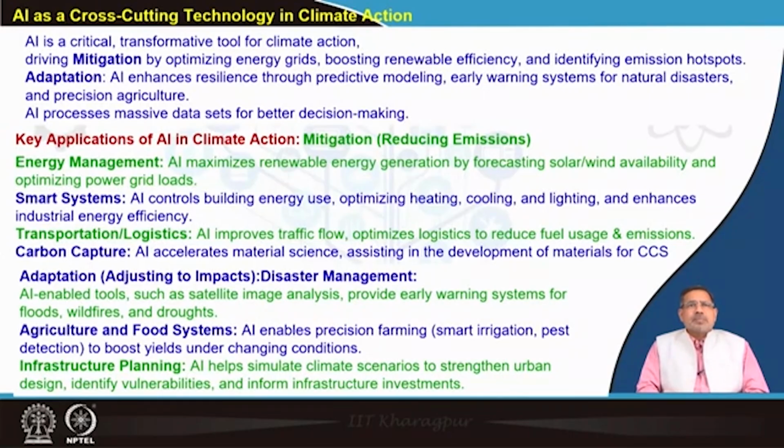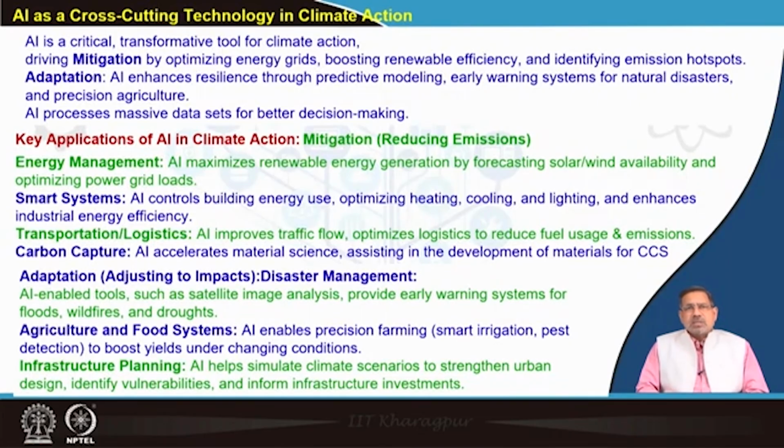The first one is AI, a cross-cutting technology that helps in climate actions. It is a critical transformative tool useful in climate action by driving mitigation. How does it drive mitigation? It drives mitigation by optimizing energy grids, such as in application towards the renewable energy sector, boosting renewable efficiency, and identifying emission hotspots.